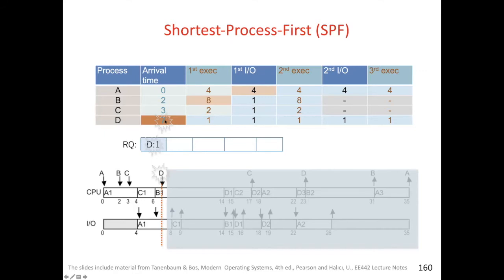At time 7, process D arrives. It enters the ready queue. Processor is busy with the process B. B continues its first execution. The first I/O operation of process A finishes.